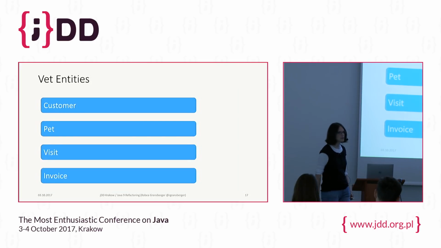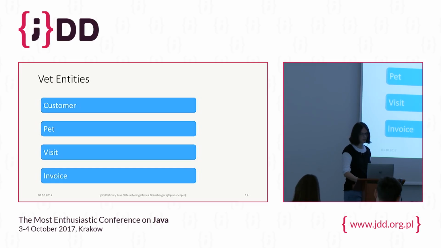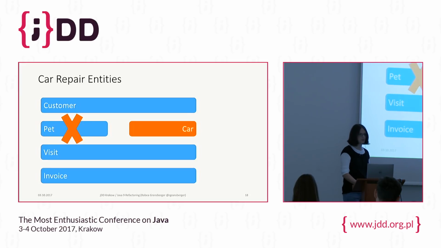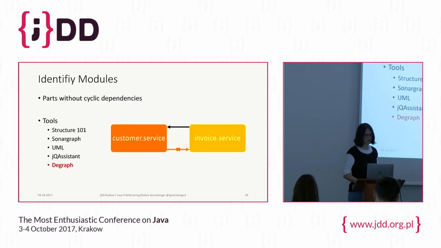So this is a very good case for actually creating modules out of our monolithic application, which is only one jar right at the moment. So we just have to replace the pet entity with the car entity. And now let's see how we can actually do it.